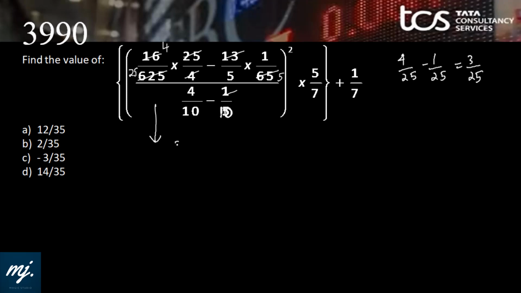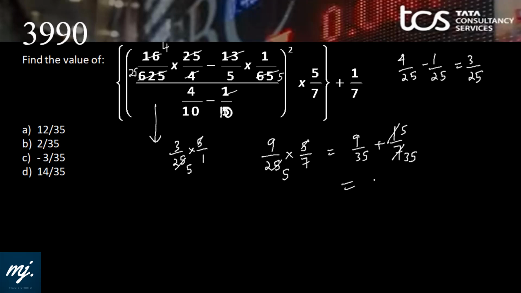So this whole portion will become 3 by 25 divided by 1 by 5, that is 5 by 1, that is 3 by 5, and then square it. So it is 9 by 25 into 5 by 7, that is 9 by 35, plus 1 by 7, or I can make this 5 by 35. 9 plus 5 is 14. So we have 14 by 35. And yes, that is there in option D.